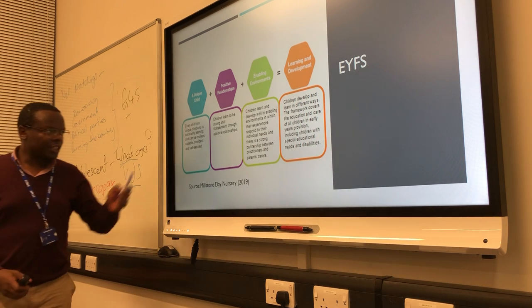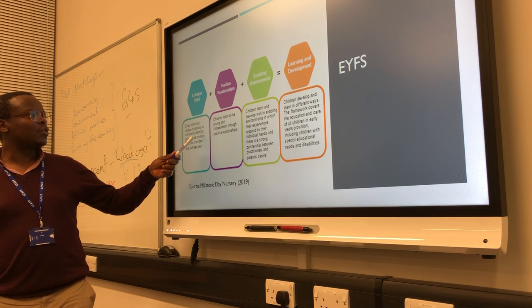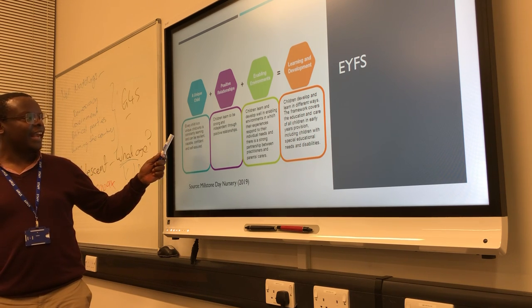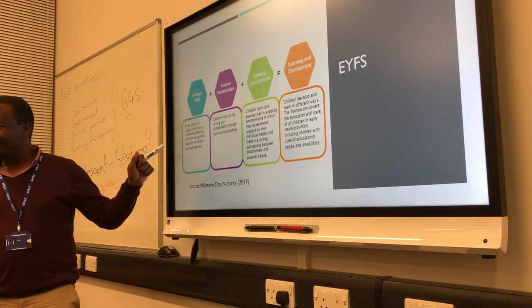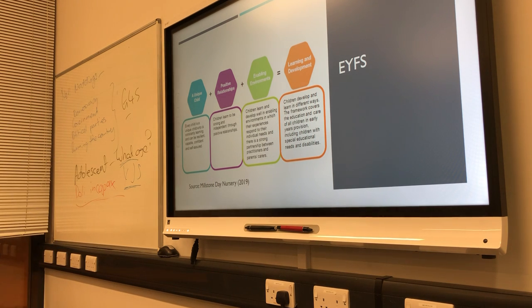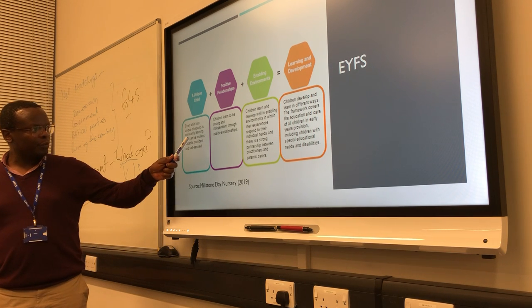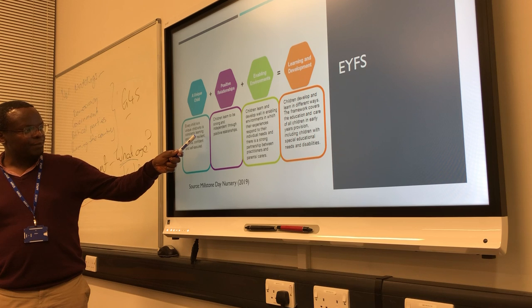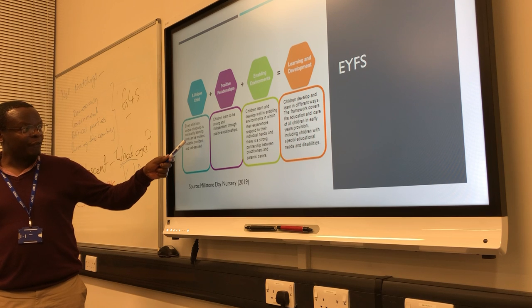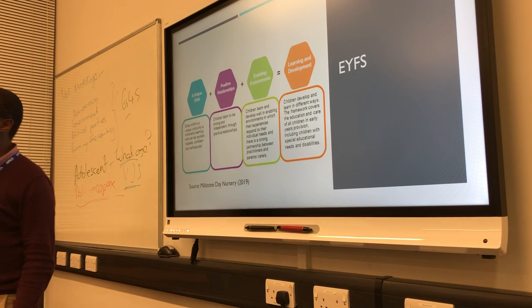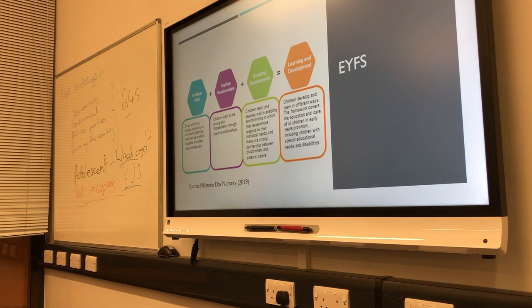So every child is a unique child who is constantly learning and can be resilient, capable, confident, and self-assured. Now, where it says can be, what it suggests is the environment must be right for that to happen. It's not always going to be the case, but if you create the environment that is conducive to a child developing, to a child becoming resilient, capable, confident, self-assured, if the environment is right, they will be.